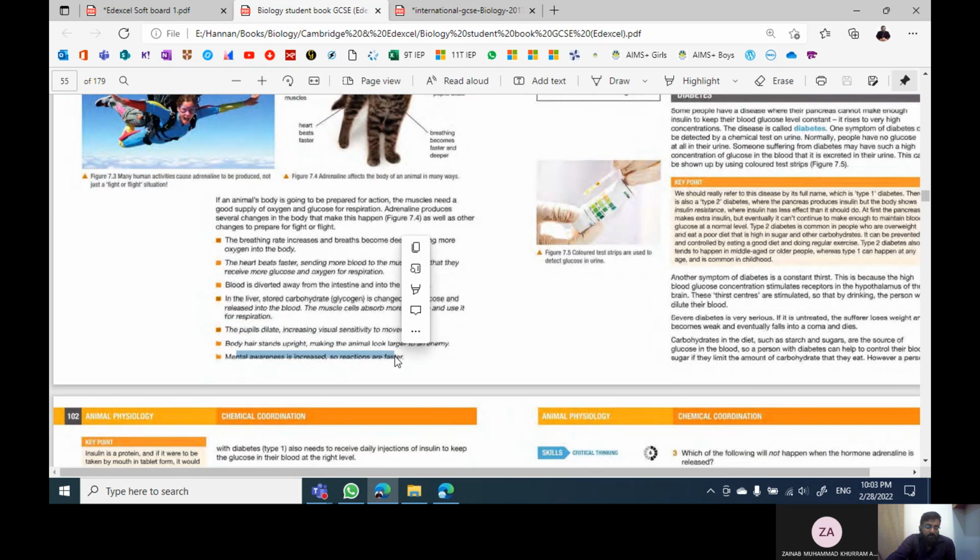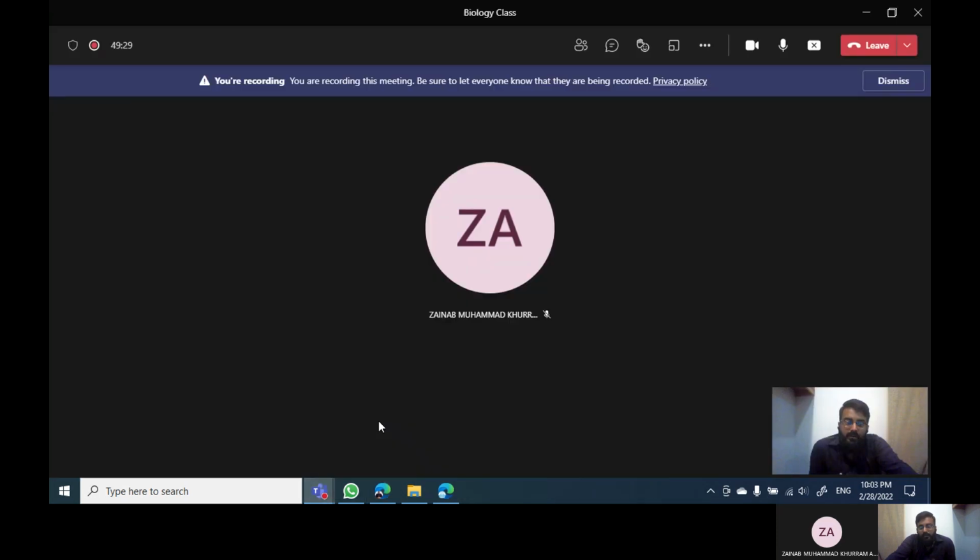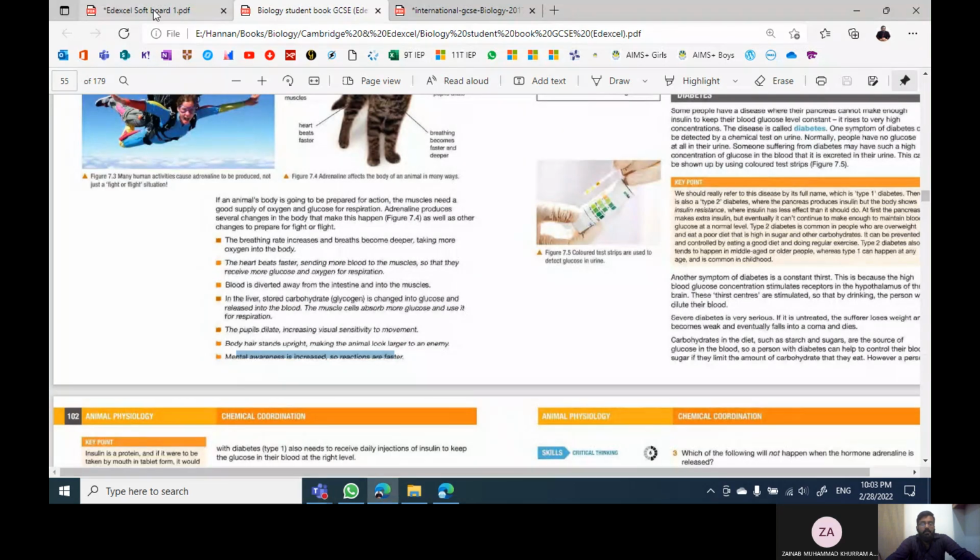Another important thing: the pupils dilate, and body hair stands up straight, which is goosebumps. Mental awareness is increased. Another point which I didn't mention is that your mental awareness increases, your fight and flight and fear and rage centers start responding very quickly, and the reflex centers as well. These are all the effects of the adrenaline.